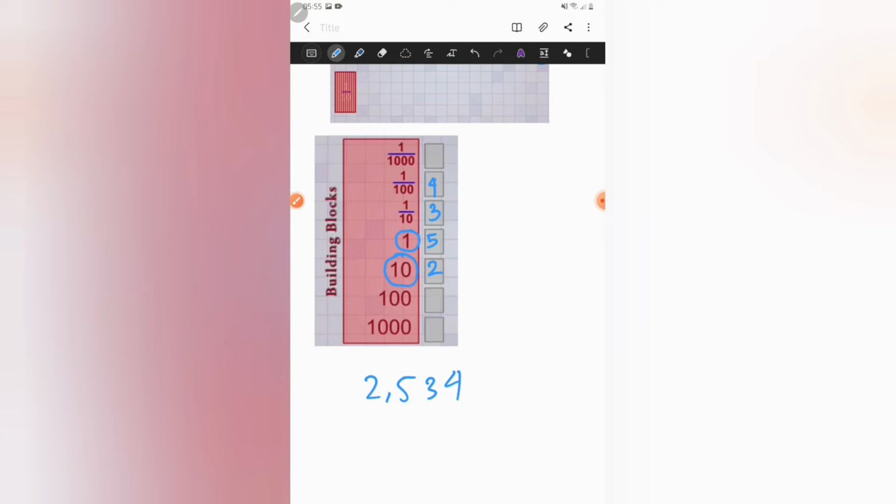So we are not going to put the comma first. Instead, we will order the number first. So write the number first: 2, 5, 3, and 4. The 3 and 4 here are smaller pieces, or we can say they are a fraction actually. This 3 is 1/10, and this 4 is 1/100.